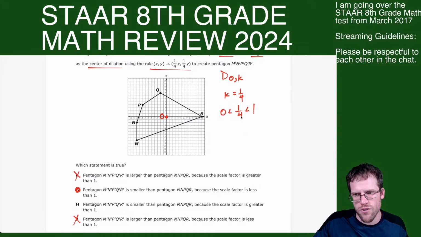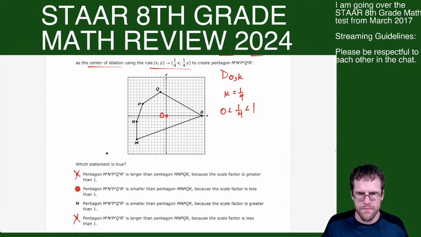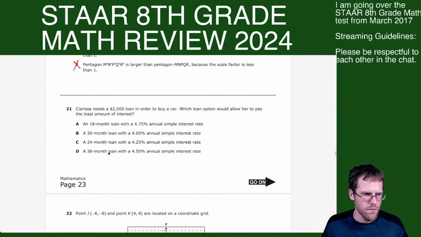I don't like this answer choice, though. I prefer they say between 0 and 1, because if I had a scale factor of like, let's say, -5, that would make the shape bigger, but it would open up in an opposite direction. So I feel like that was a sloppy question. It could have been written better. Not to insult the writers of the test, but a little sloppy.